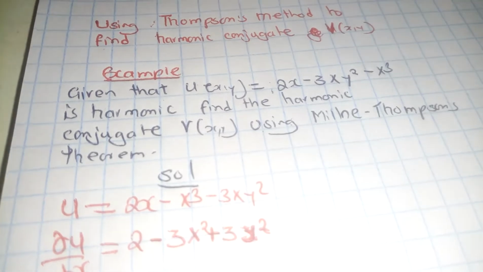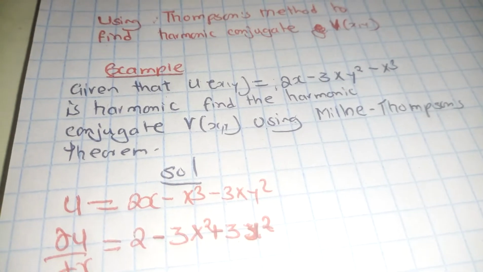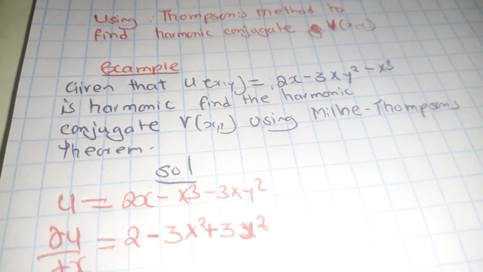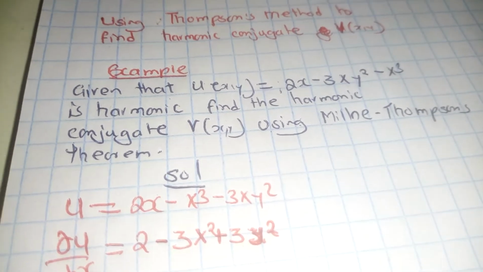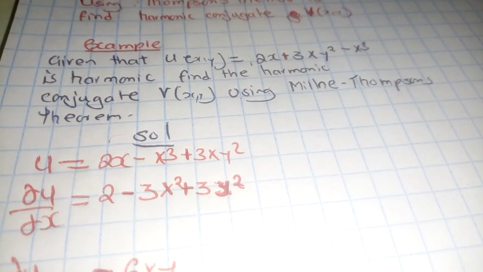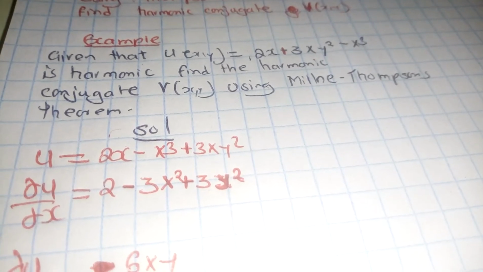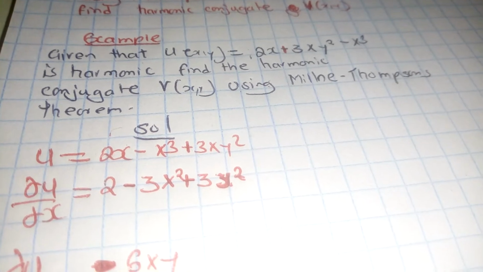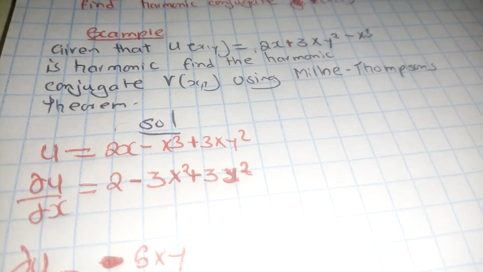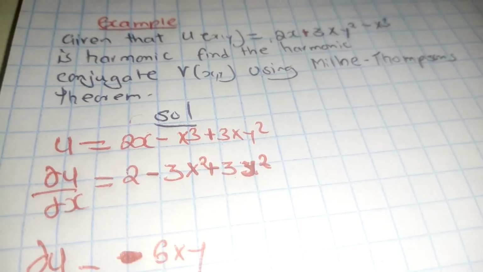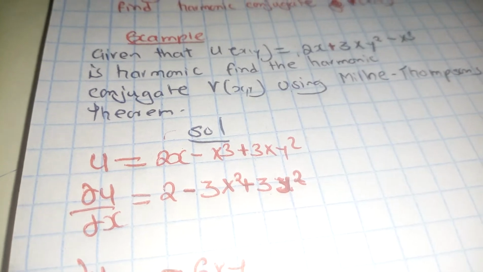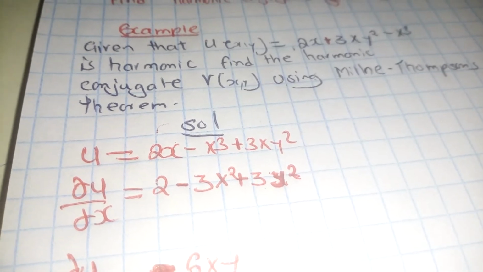We have our u equals 2x minus 3x cubed minus 3xy squared. So from the equation we have, it is 2x plus 3xy squared minus x cubed, not 2x minus, sorry. Okay, let us look at the solution. We have our u to be equal to 2x minus x cubed plus 3xy squared.